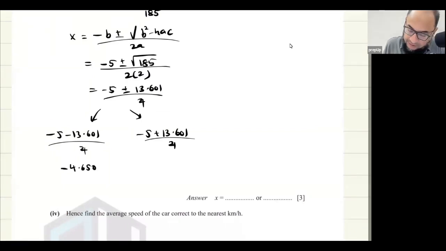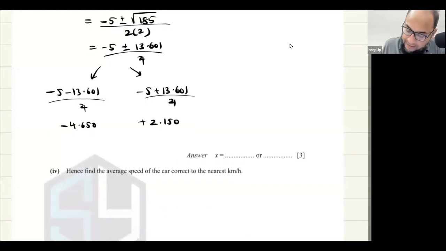Let me just write it. And 13.601 minus 5 divided by 4 comes out to be 2.150. This is 2.150, this is positive. Negative 4.65, rounded off, and this is positive 2.15.